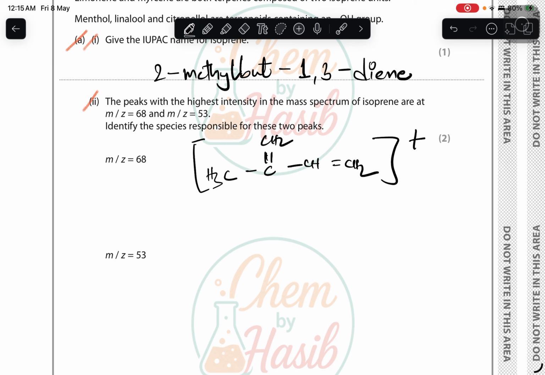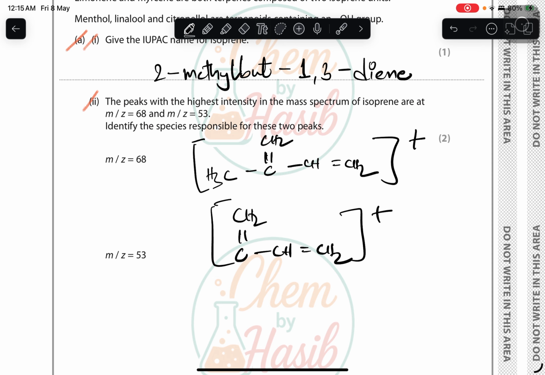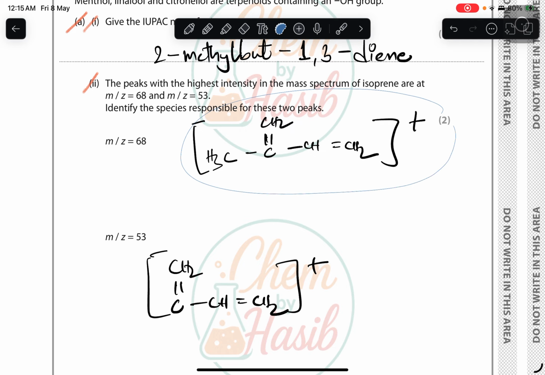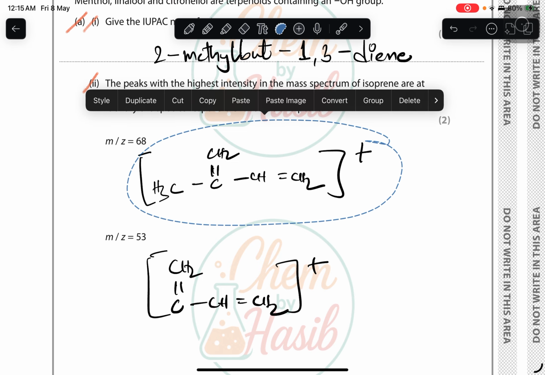So the next species that you draw is C double bond CH2, CH double bond CH2. You give a plus sign here. Or you can simply give a square bracket and give a plus sign. So this species is responsible for m/z equal to 53. This species is responsible for m/z equal to 68.